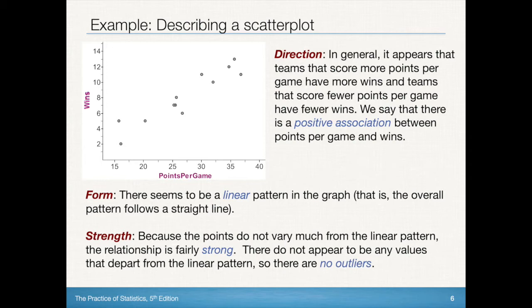And when it comes to the strength, you can see that within that description of a linear direction, those points are generally close together towards that direction, so we would indicate this to be a strong relationship. So again, when we go back to that singular sentence, we would be talking about a strong, positive, linear association between the two variables. When it comes to outliers, there's no points that are vertically far away from this overall direction of this distribution, so I would not indicate that there are any outliers present in this case.